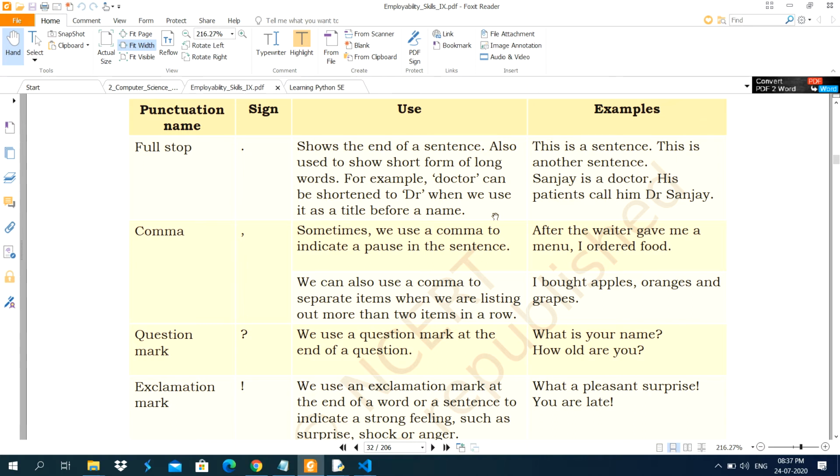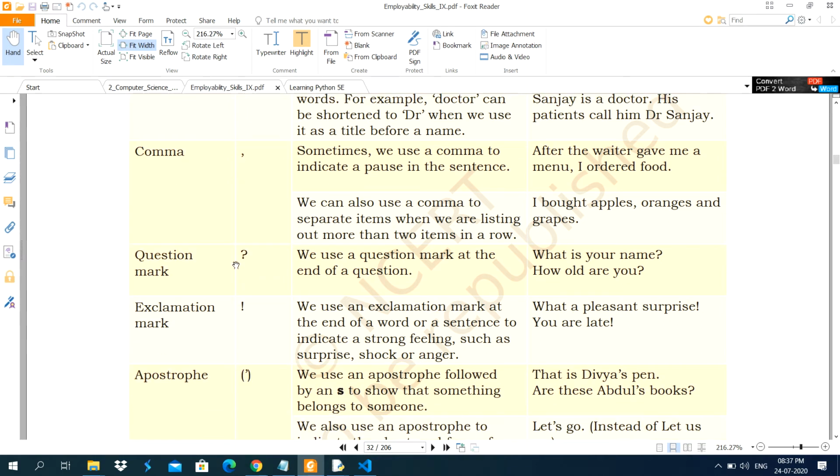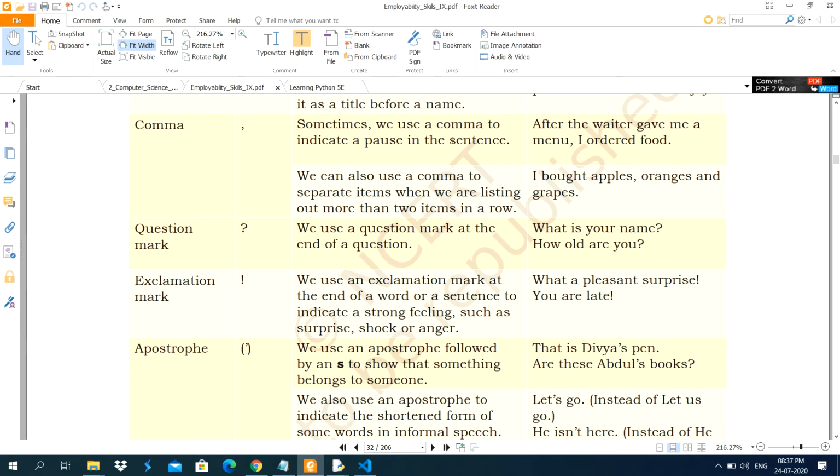Sanjay is a doctor. His patients call him Dr. Sanjay. Comma. Sometimes we use a comma to indicate a pause in the sentence. A comma is to take a pause. It means that if we are reading any sentence completely, for spoken purposes, we take some pause. It means we can stop for a while.